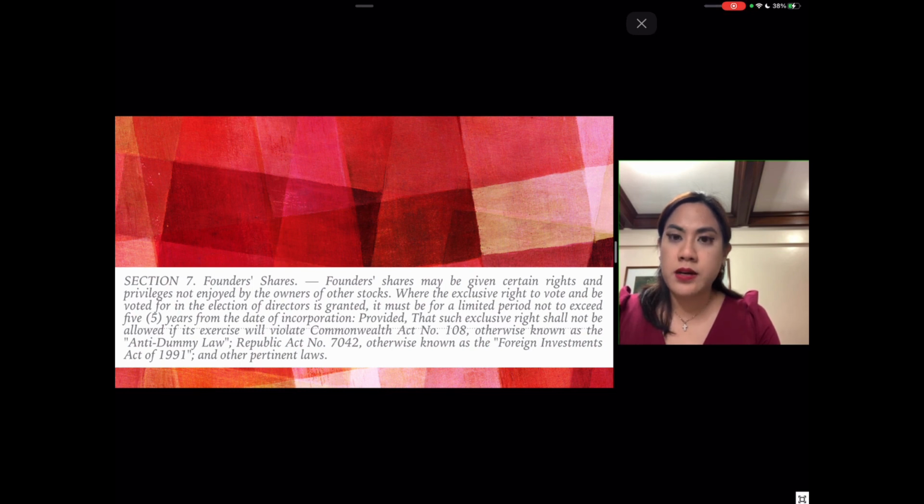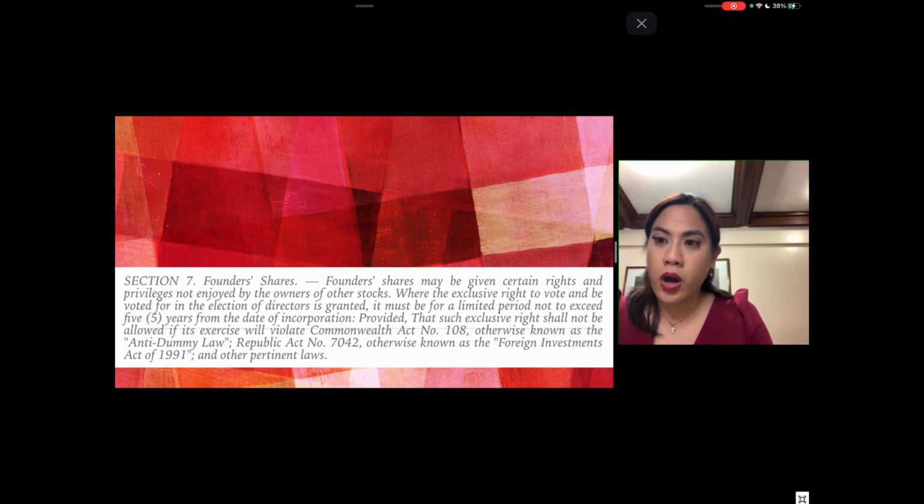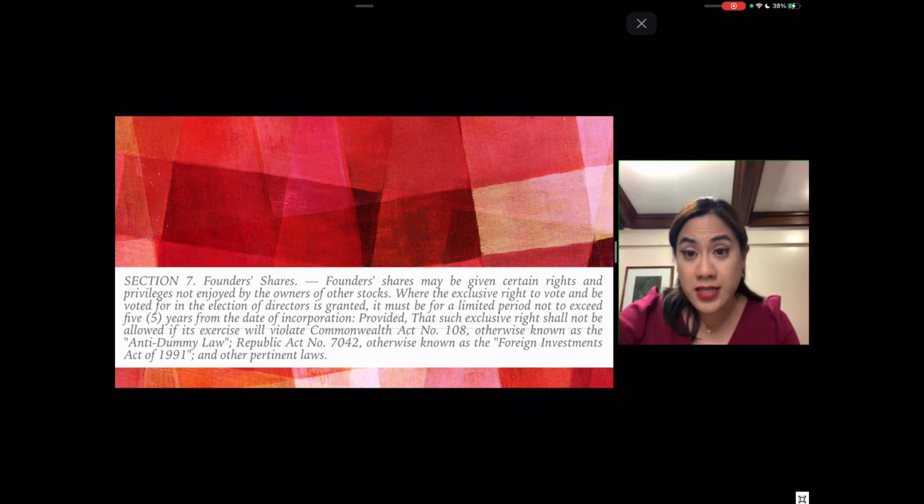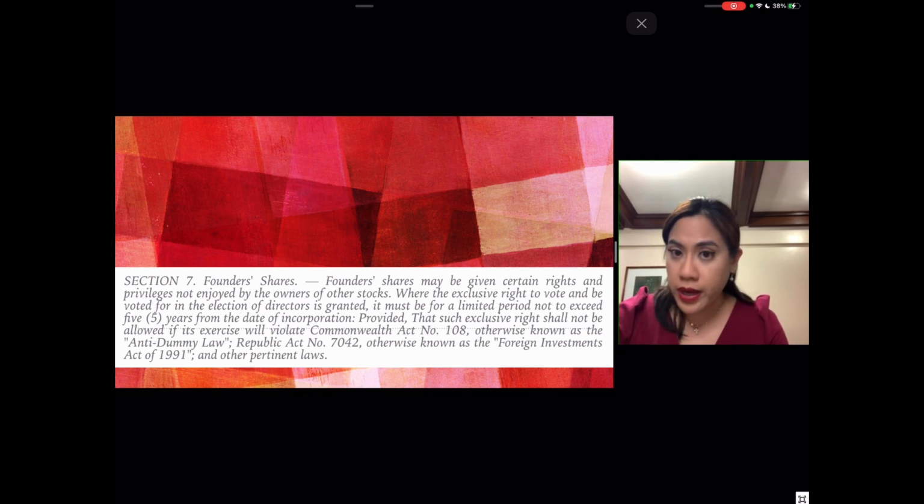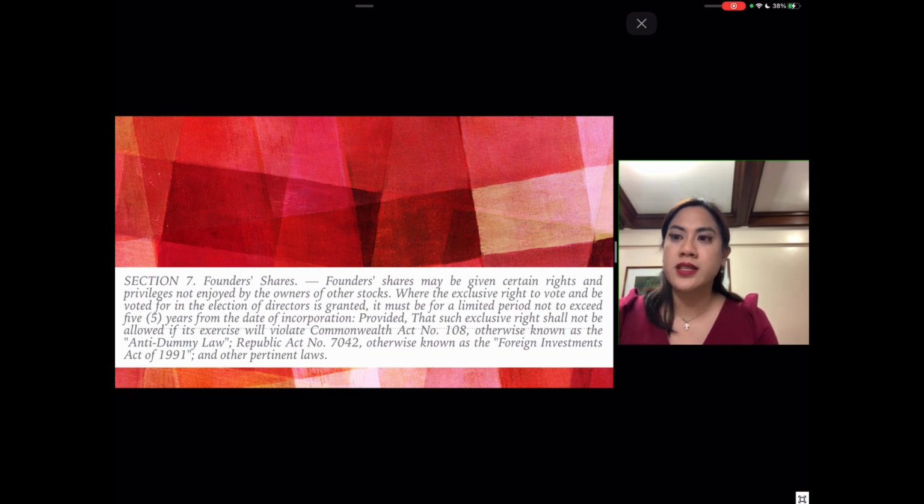Note that if you remember the previous section, Section 6, no share may be deprived of voting rights except preferred or redeemable. So when we talk about this exclusive right, it does not mean that they can actually be removed of the right to vote, because Section 6 only stated that non-voting shares may be preferred or redeemable. What we're talking about under Section 7 is the exclusive right to vote and be voted for, and no one else. That's one privilege that is given to the founder shares.